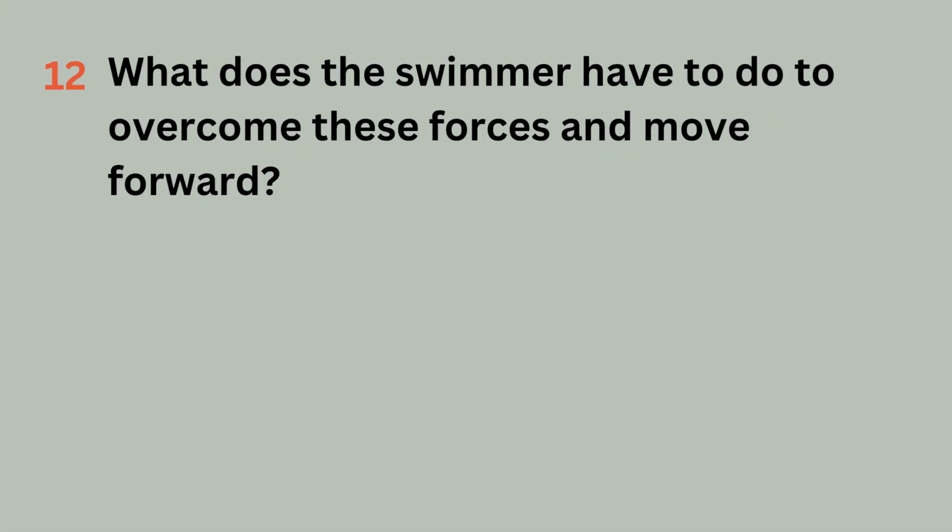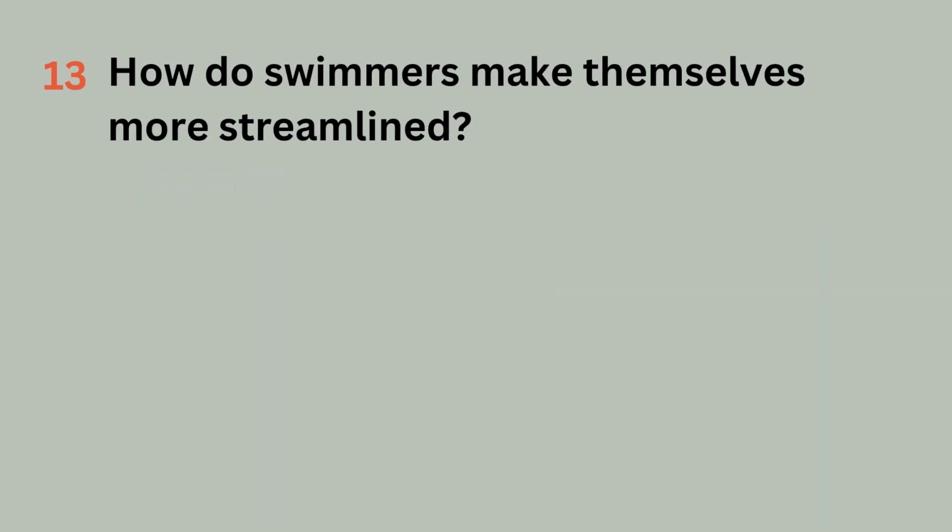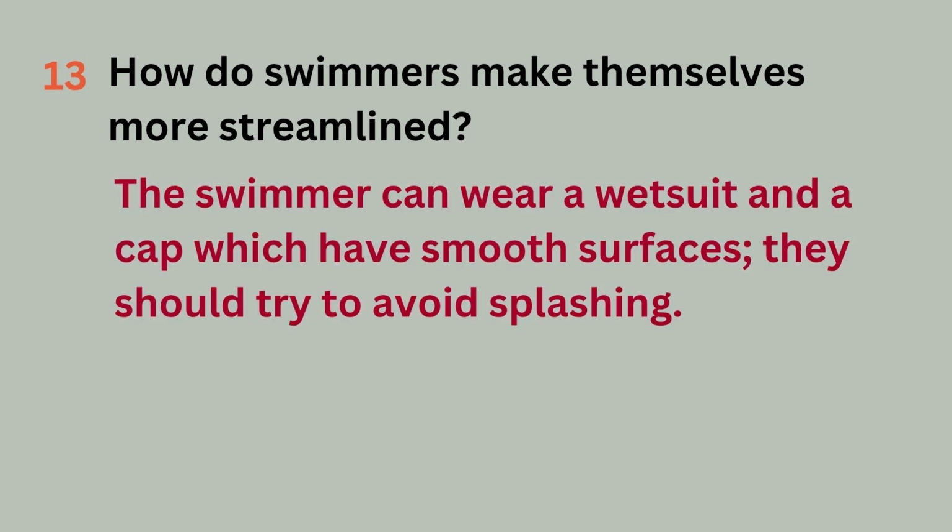Question 12. What does a swimmer have to do to overcome these forces and move forward? The swimmer uses their arms and legs to create thrust for moving through the water. Question 13. How do swimmers make themselves more streamlined? The swimmer can wear a wetsuit and a cap which have smooth surfaces. They should try to avoid splashing.